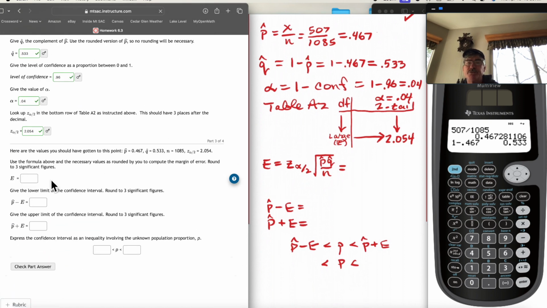So now we're ready for the margin of error. The formula's down here, we'll just put in the numbers. 2.054 times the square root of p hat, which was 0.467, times q hat, 0.533, over n, which is 1085, I believe. Yeah. Okay, and let's go ahead and run that on the calculator here.